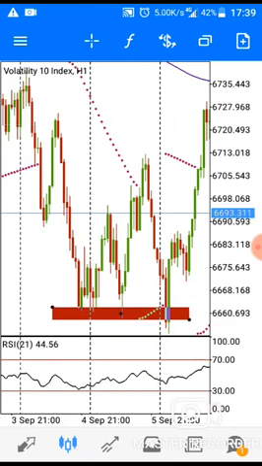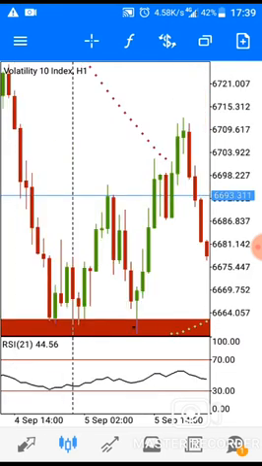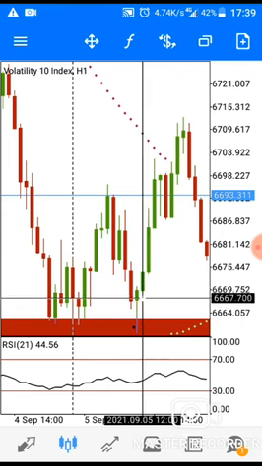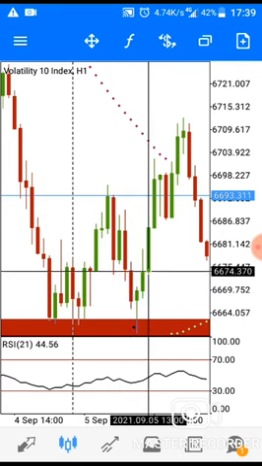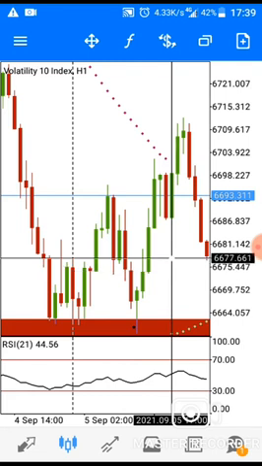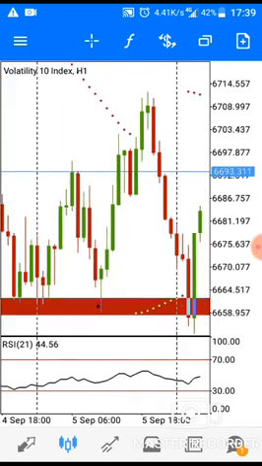The second support, after it has been retested, there was a pin bar. You can see there was a pin bar, so you have to wait for this pin bar to close, then another candle to close, and then you buy from there. So you could have bought from the second candle and then taken your profit after 2 to 3 candles. This is the 1 hour chart, this is a nice profit.